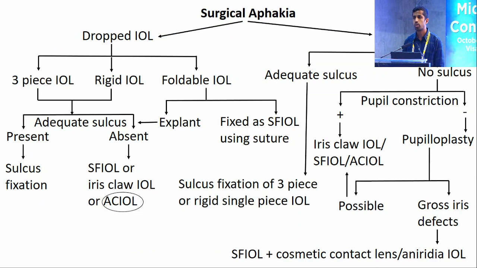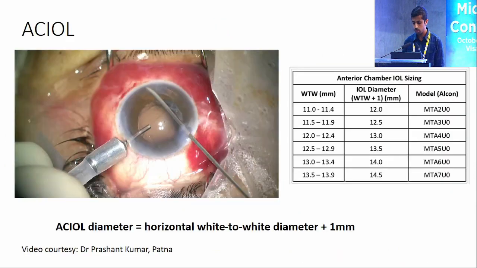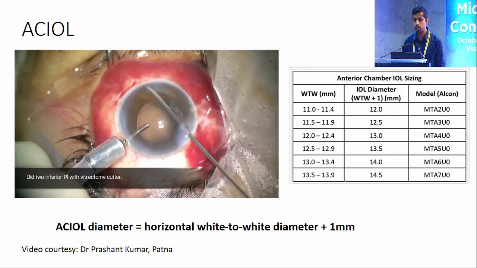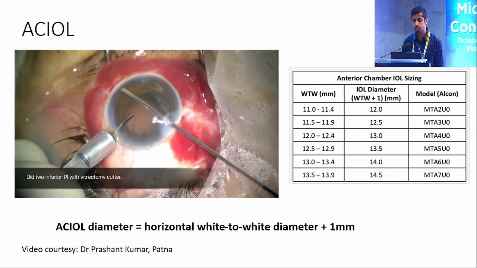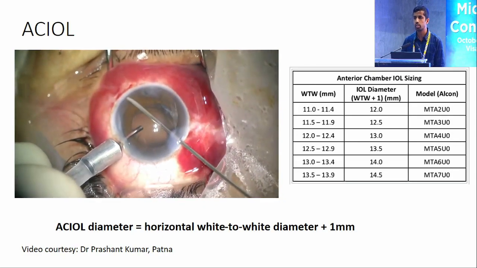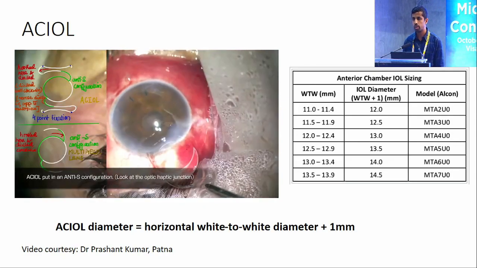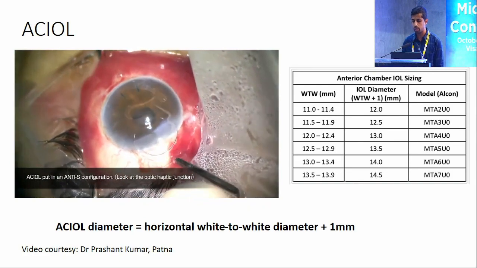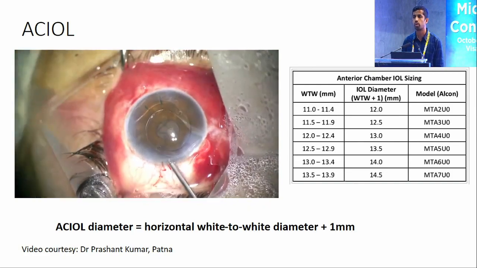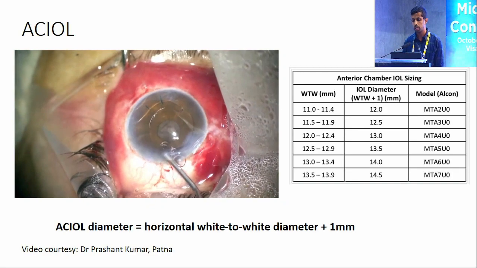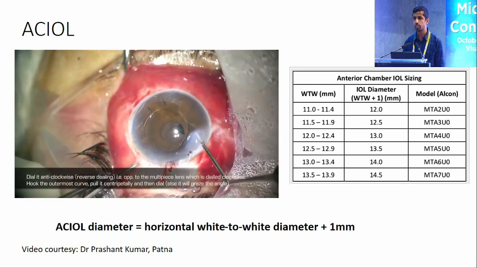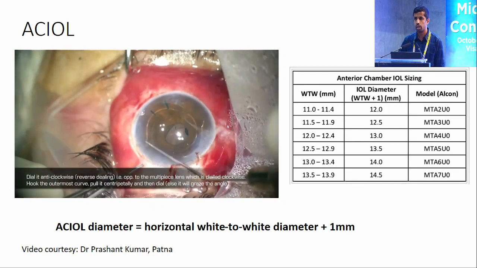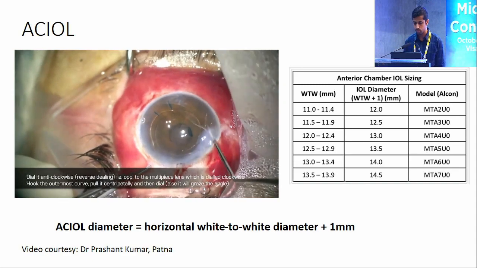So last but not the least, the AC IOL. When you are placing an AC IOL, it is very important to measure the horizontal white to white diameter. Your IOL selection will be approximately 1 millimeter over the horizontal white to white diameter. Commonly we have these 12.5 mm IOLs in our Indian market. If it is beyond this, we have to either go for an iris claw IOL or an SFIL.